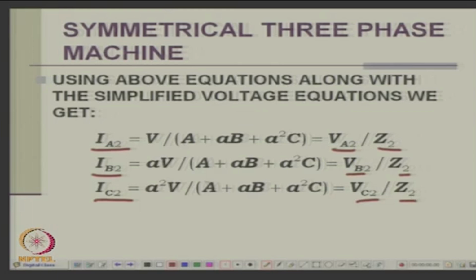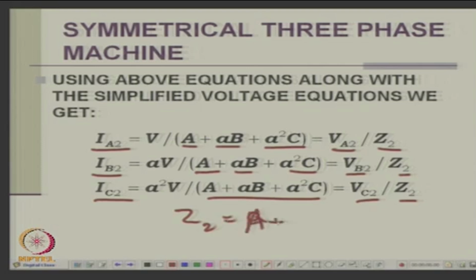Now, here it will be V by A, AB, A square C, and this will be A, AB, A square C. So, your Z2 will be A plus AB plus A square C. So, it is again a simplification. You substitute for ABC which we have already derived earlier and make the simplification. So, your currents will be negative sequence currents, these are negative sequence currents.